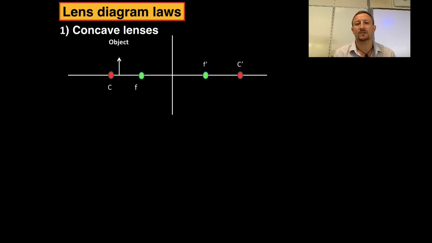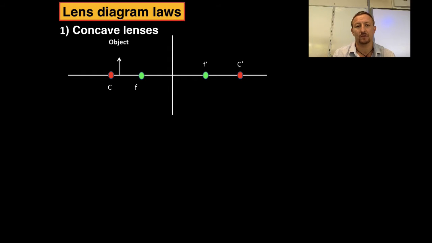Now remember, it's not necessary to put in the center of curvature if the focal point's already been given to you. The only time we put the centers of curvature in is literally to calculate where the focal point is likely to be. So in this case, I've got my object, which is my arrow, which is basically between the near center of curvature and the near focal point.